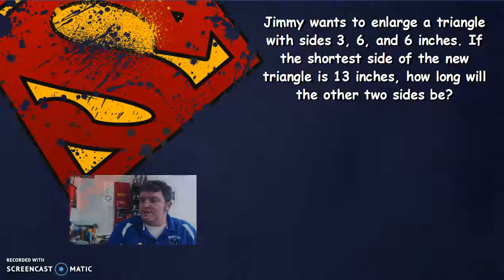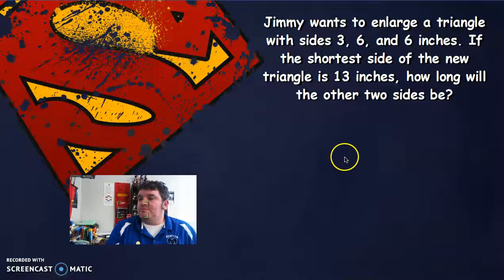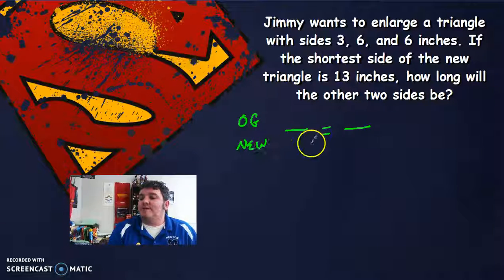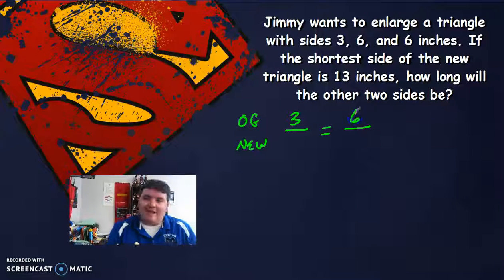Now, here's another problem. In this problem, Jimmy wants to enlarge a triangle with sides 3, 6, and 6 inches. If the shortest side of the new triangle is 13 inches, how long will the other two be? Now again, remember, in proportions, it does not matter what the numerator and the denominator represent as long as they're consistent. So I'm going to make the numerator my original triangle and the denominator my new triangle. The original triangle had sides of 3, 6, and another 6, but I don't need to know both of them. It's all the same. It's an isosceles.